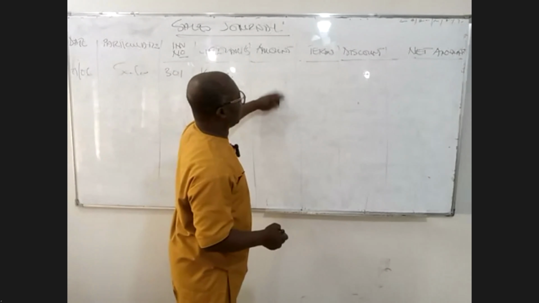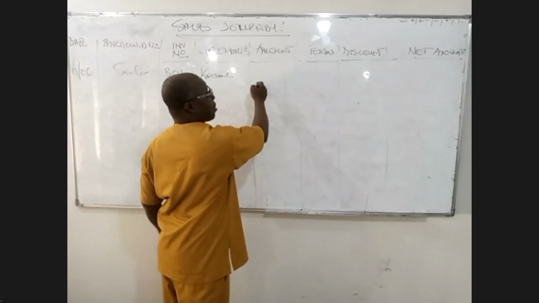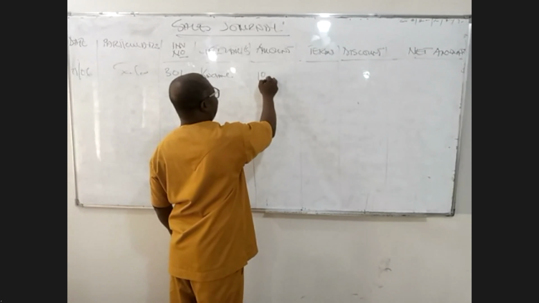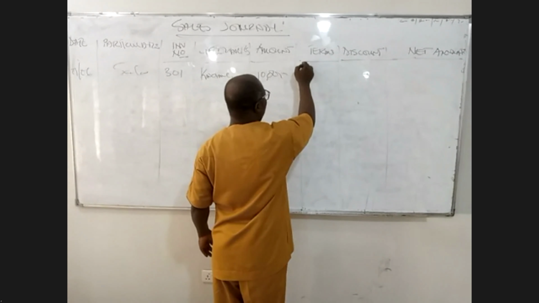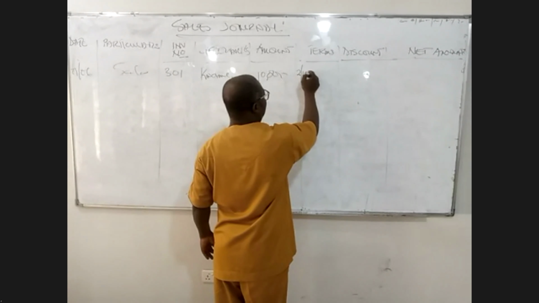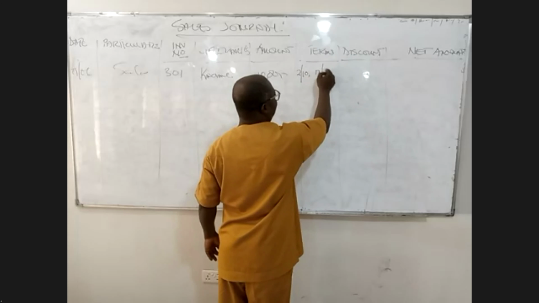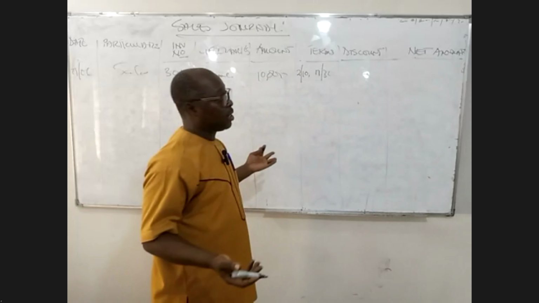Kwame, the amount is what? Come again. 10,000. What are the terms? Number one is what? 2 over what? And then n over what? That's how you just put it.